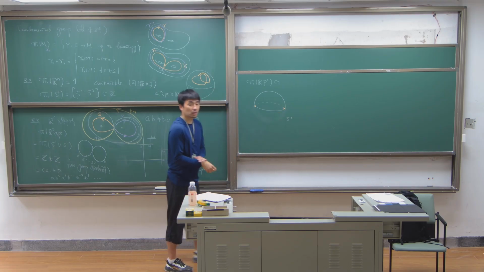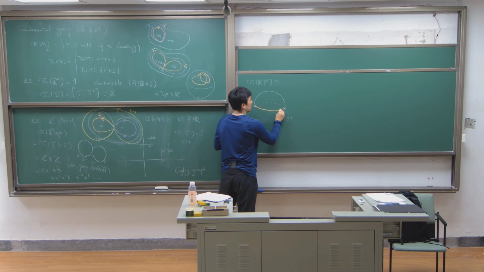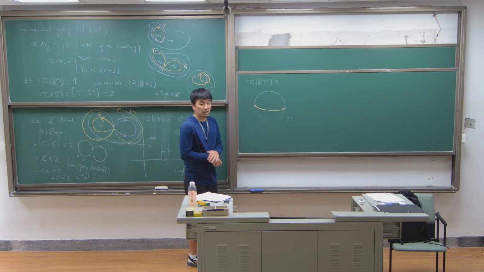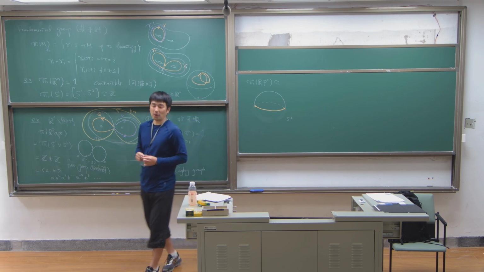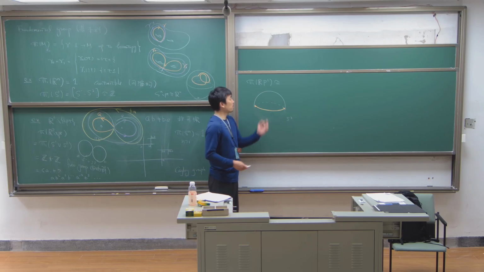So therefore, you can have this, which is in fact a path inside RP2. I would say it's not only a path, it's just a curve. It's not a curve, it's a loop inside RP2.